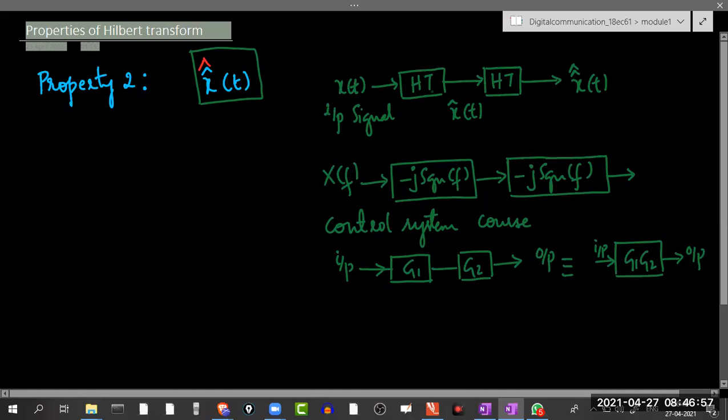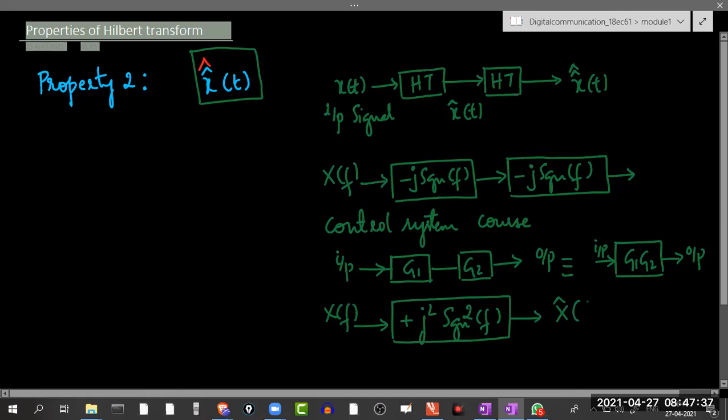Likewise, here I'm having two such Hilbert transformer blocks. All I can do is multiply these two. Negative into negative, what is that? Positive. Here I'm having j, one more j on the other block, so I'll have j square. And again, over here I'm having two signum functions, so I'll have signum square of f. So this is X of f, and this is X cap of f.